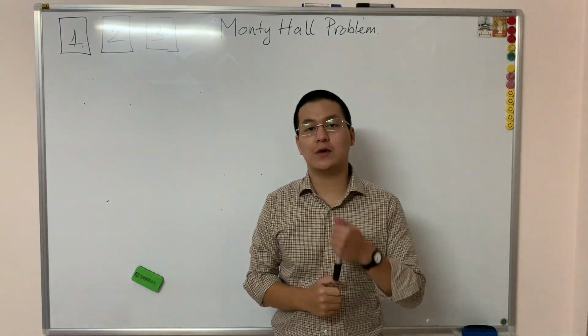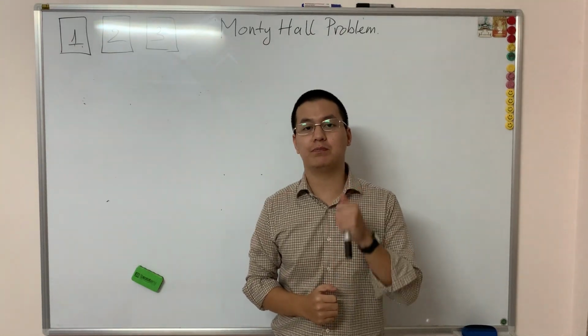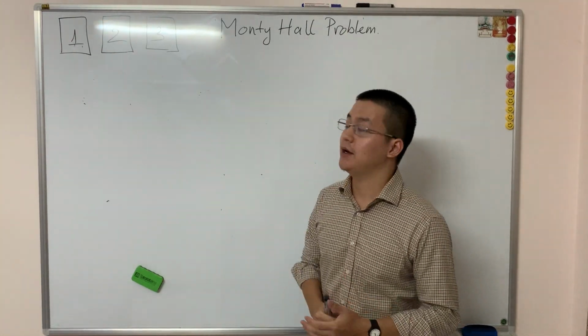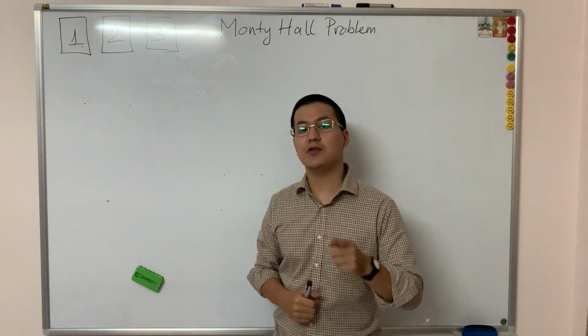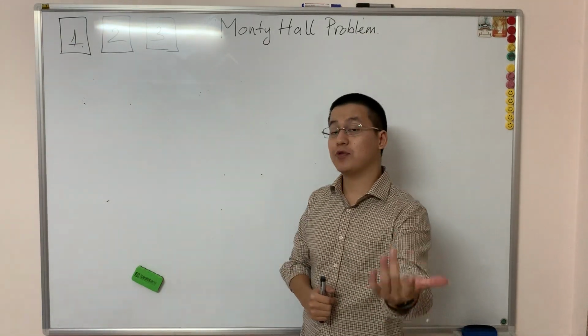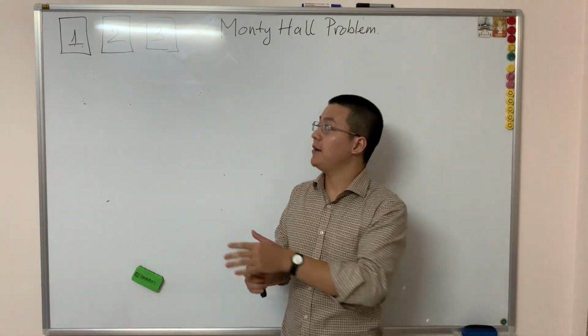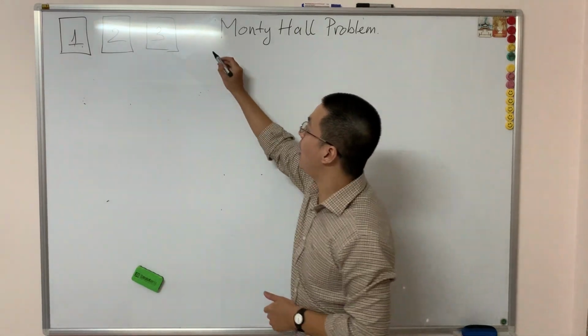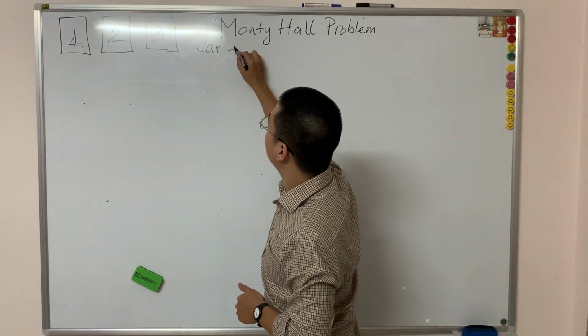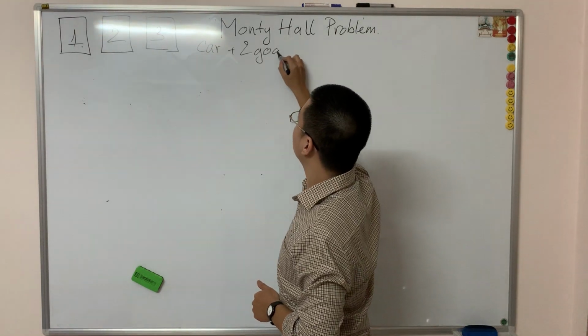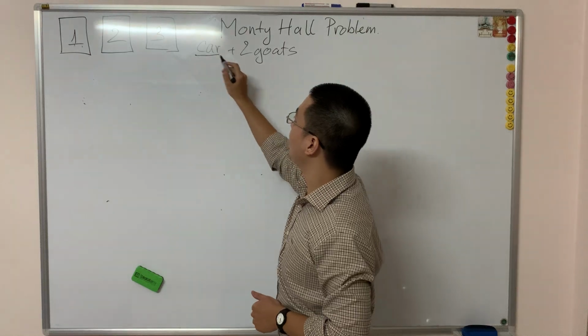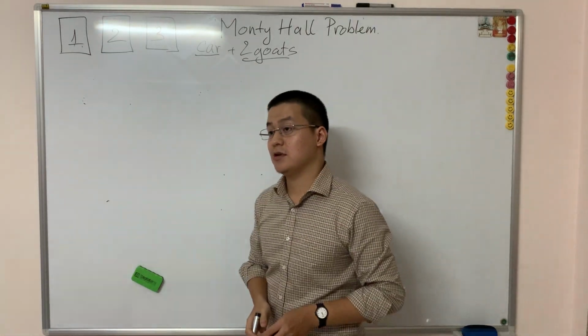In this video, I will talk about the Monty Hall problem. So, here's our problem. Suppose you are in a game show and you have the right to choose one of these doors to open. Behind one door there is a brand new car, and behind the other two there are goats.